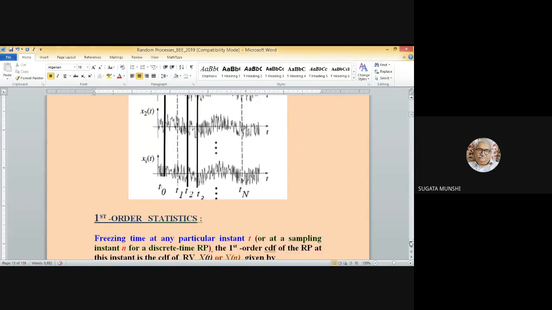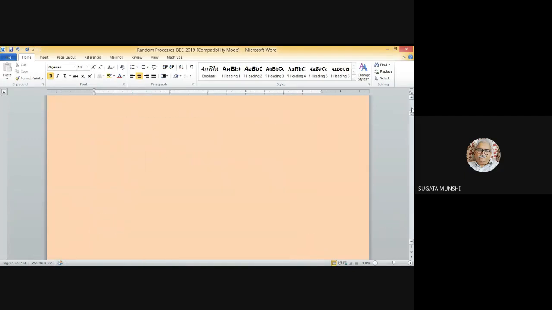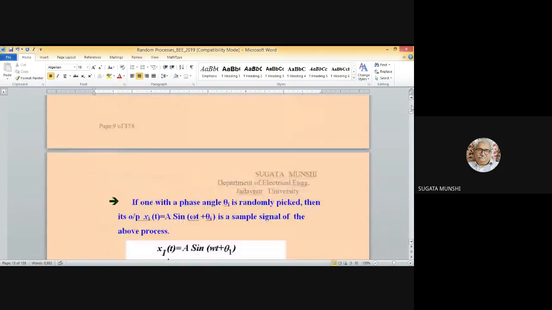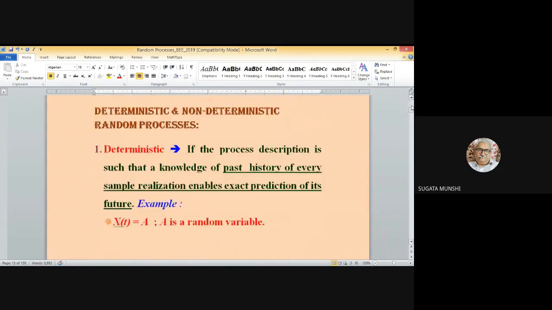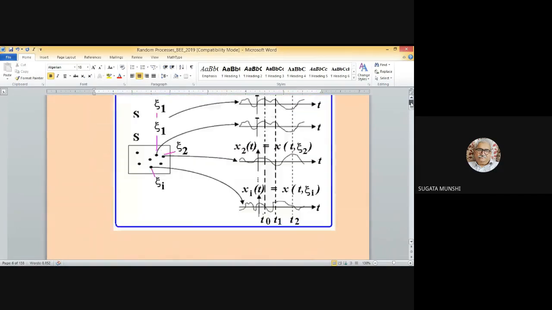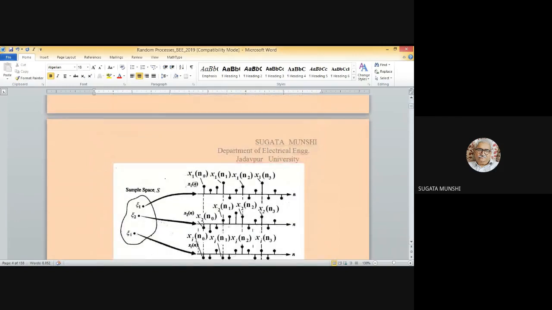Need not draw it, but I have considered here a continuous time random process. I should have also given here the figure of just a recollection of the discrete time random process, which is this one, say. Just for reference, this figure.